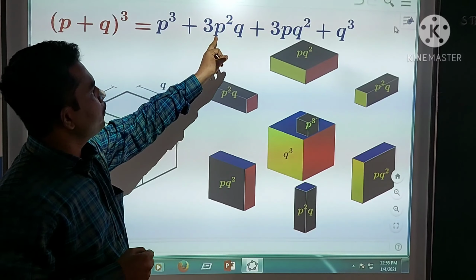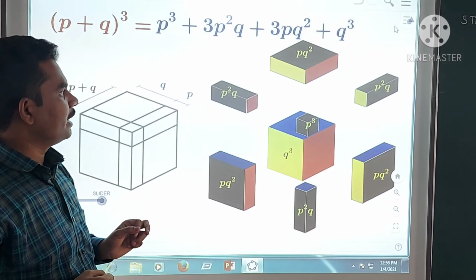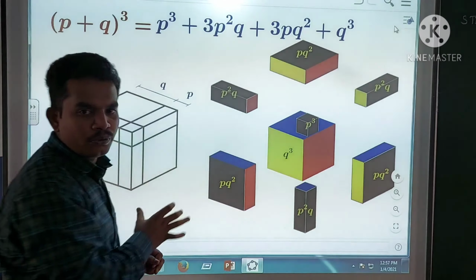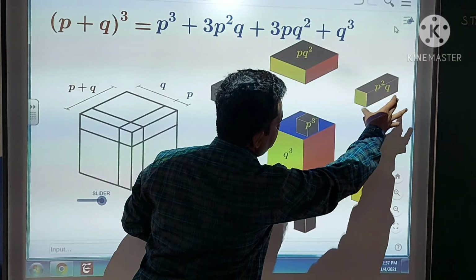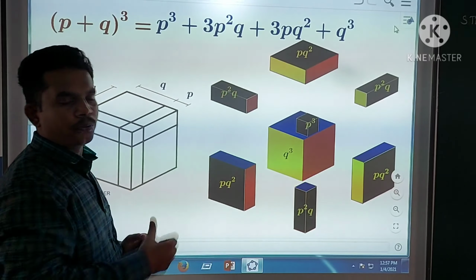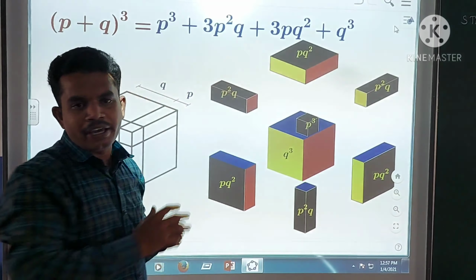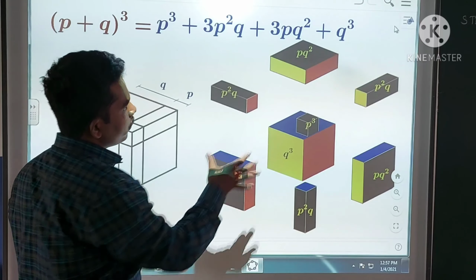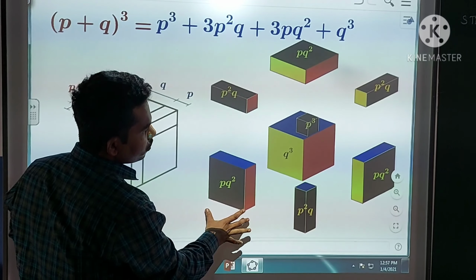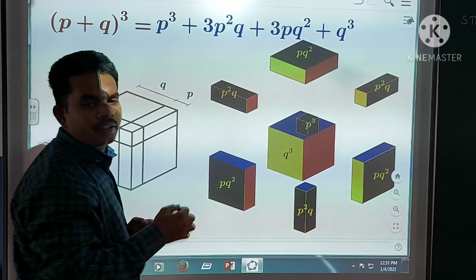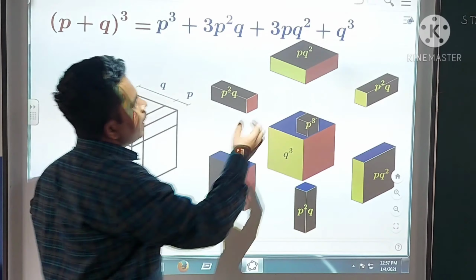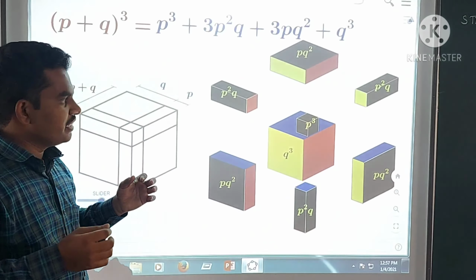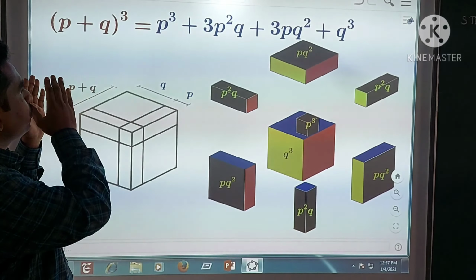Next 3p square q, that means p square q. Here one p square q, here one p square q, here one p square q. So 3p square q. Next pq square. Here one pq square, here one pq square, here one pq square. Next q cube, already told. So this is the visualization of p plus q the whole cube.